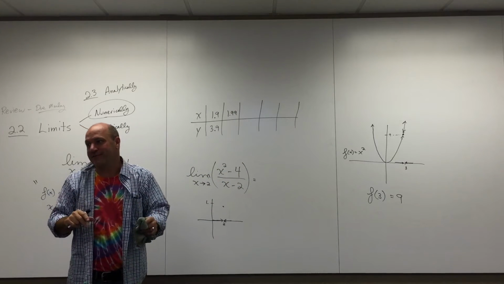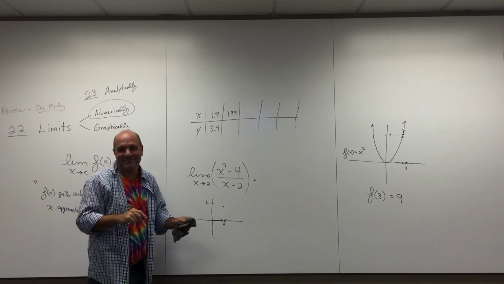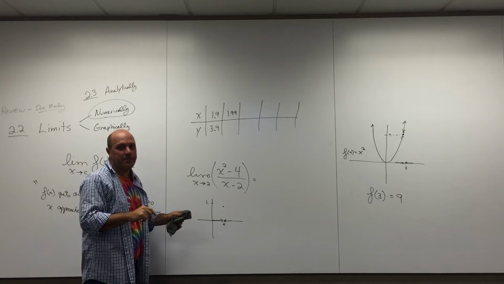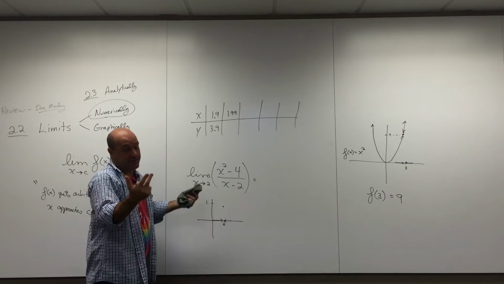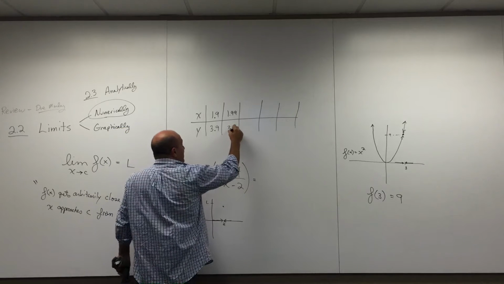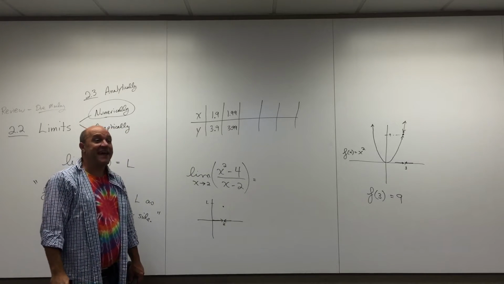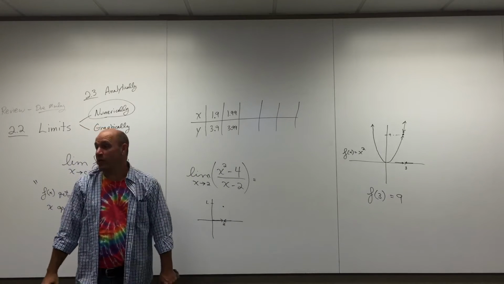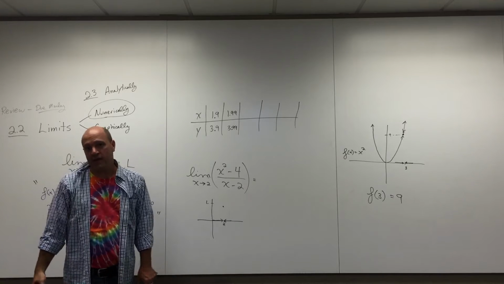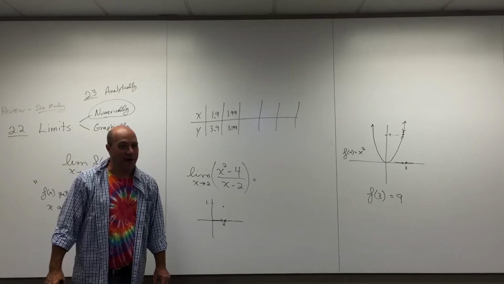It takes some work, I know, some typing, some effort. 3.99. What'd you say? 3.99. Now, if you had to guess the answer, what y value do you think we're getting close to? 4. Thank you. The answer is probably 4.